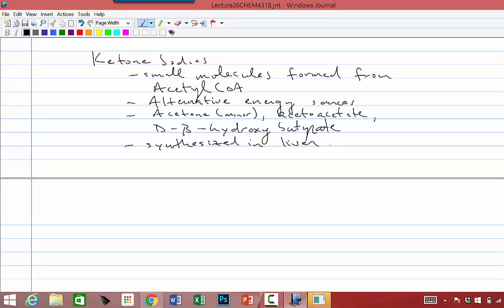And so how exactly are they synthesized? Your book actually, I think, has this. Oh, by the way, they're synthesized specifically in the mitochondrial matrix. Okay. I think your book has a section where it talks about the synthesis, so I'll just go ahead and bring that up. Here we go. Okay, so this is on page 735 of your book.